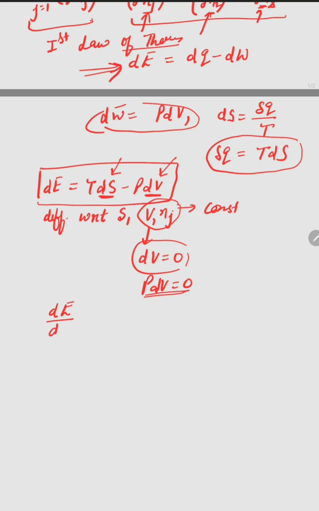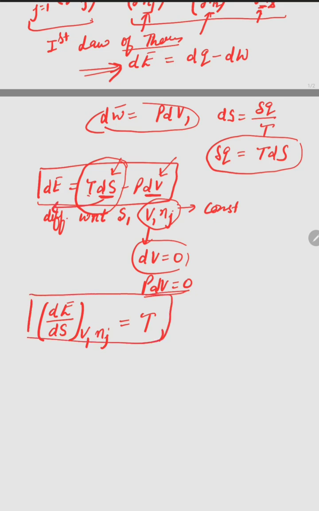Differentiate with respect to dS, keeping volume and Nj as constant. You can see from the right side we are left only with the T. Bring the dS to the left side, we are left with only temperature.